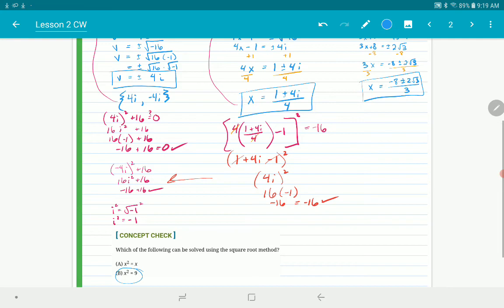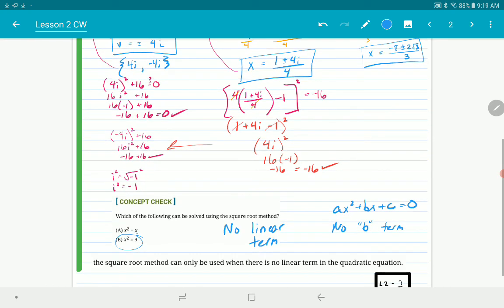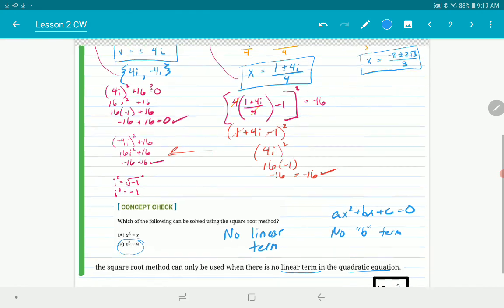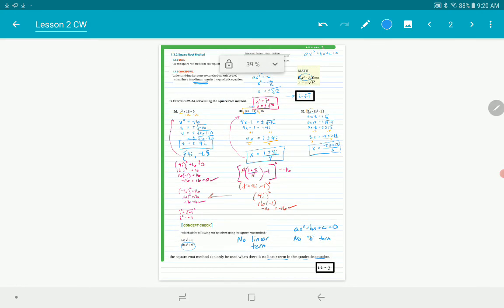You cannot do A because you have this x on the right. If you take the square root of both sides, you're still going to have an x under a square root sign. So remember that you can have no linear term, or in terms of this general form, no B. So there's no B term. The square root method can only be used when there is no linear term in the quadratic equation. So there's 1.3.2.